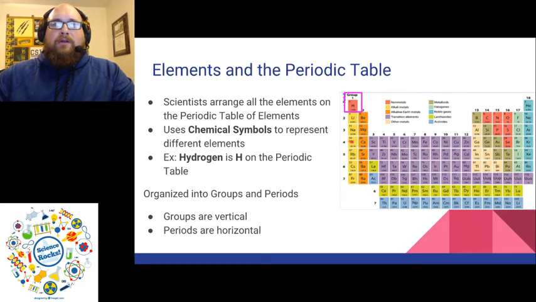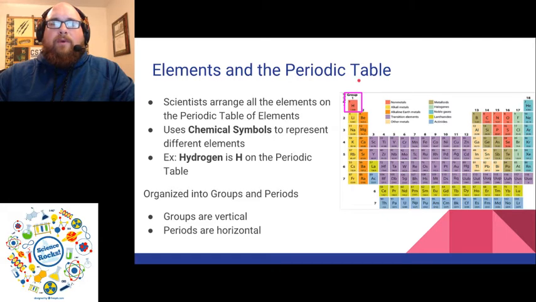Now, when it comes to the period, which is our horizontal rows, okay, and as you see here, period one only has two elements in it, okay, separated by a lot of empty space. They are still both in row one. Same for row two, and the same for row three. Okay, this tells us more about their what's called electronegativity, which we do not have to worry about. However, understanding that elements are organized by groups and periods is quite important.